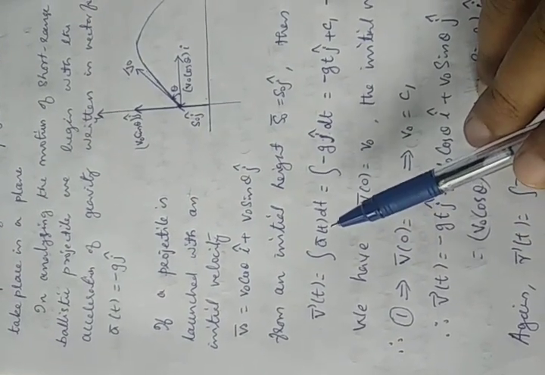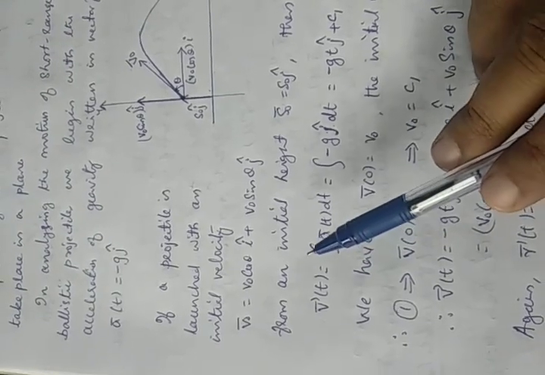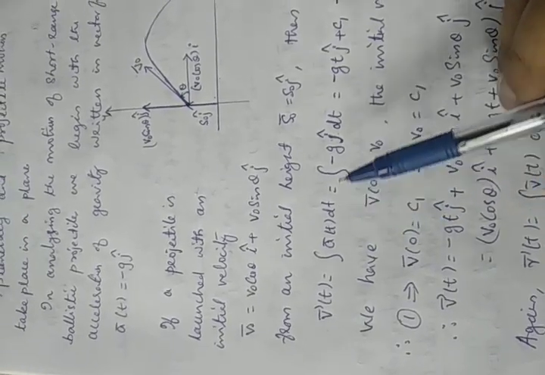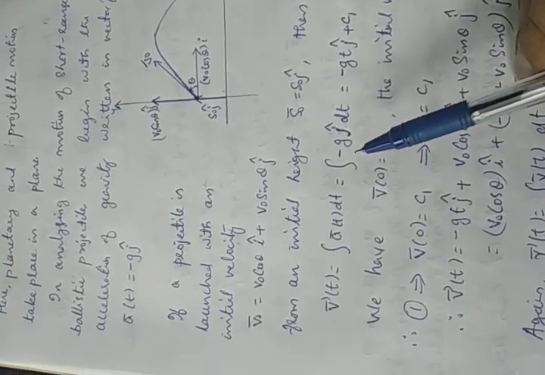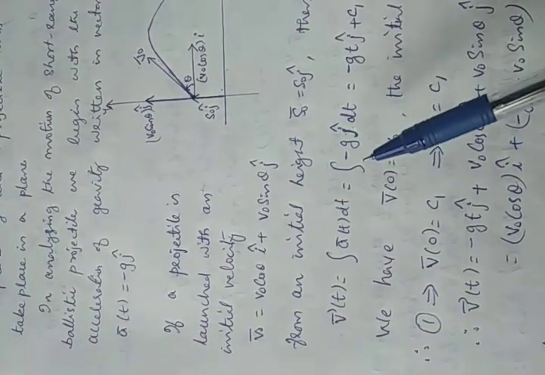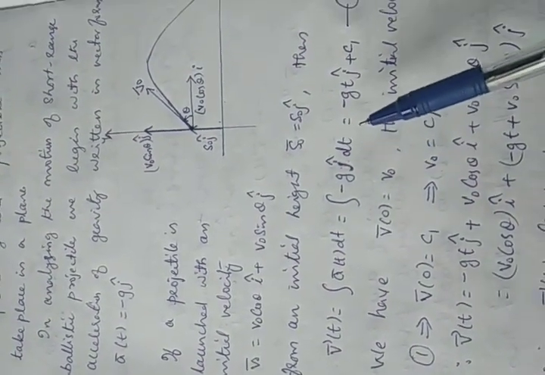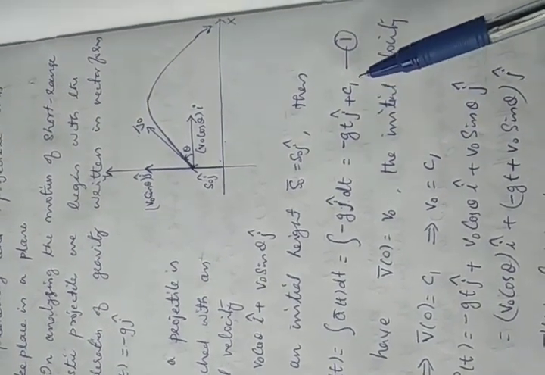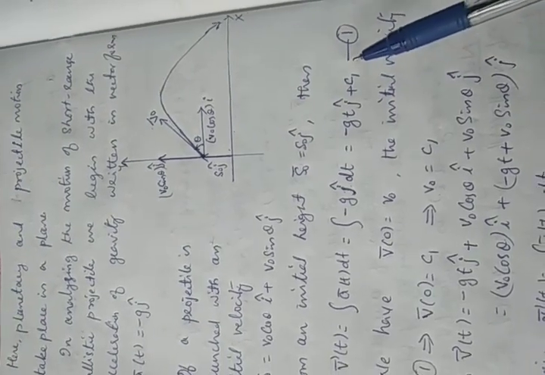a of t is equal to d by dt of v of t. So we have v of t is equal to the integral of a of t dt, and a of t is equal to negative g j. So the integral of negative g j dt, integrating, we get negative g t j plus a constant vector c1.